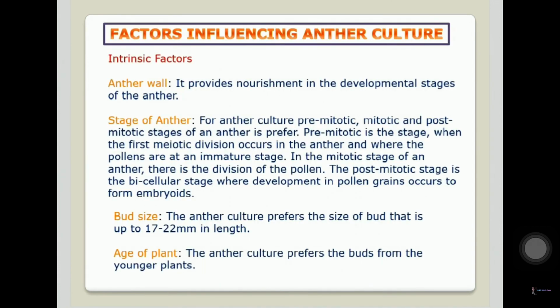Then the factors which influence this procedure, the anther culture, are the intrinsic factors and the extrinsic factors. The intrinsic factors include the anther wall, which provides nourishment to the developing stages of the anther in this procedure.